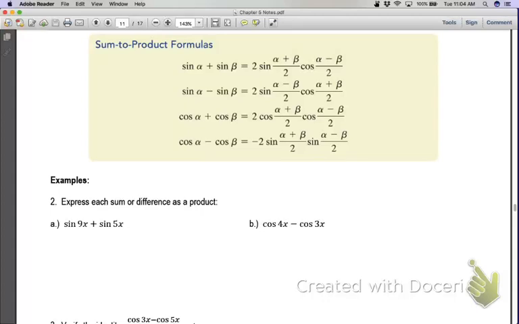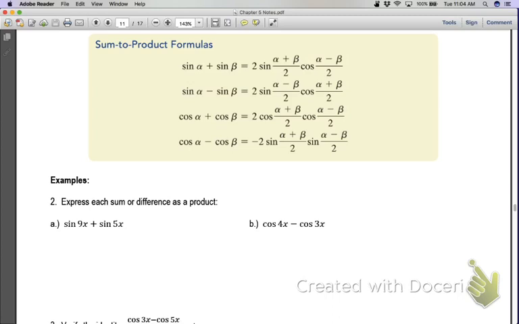Same thing, sticking with 5.4, we just got done talking about product to sum formulas. Now we're going to go in the opposite direction and go sum to product formulas. So you're going to have either sine of an angle plus sine of another angle, or cosine plus cosine.